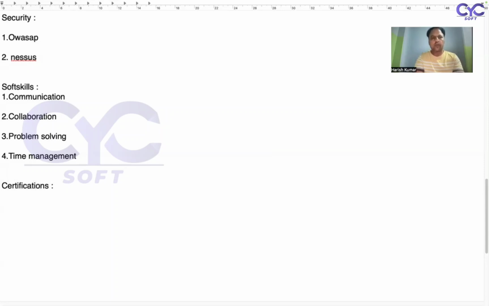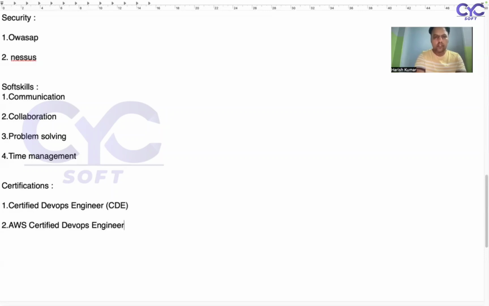Certifications. So if you want to get certified, definitely the first one is Certified DevOps Engineer. Okay, I can go with CDE, the first certification. The second certification, which we are trying to go with, is AWS Certified DevOps Engineer. Okay, the next one, if you want to go with other cloud platforms also, go for Azure Certified Engineer.